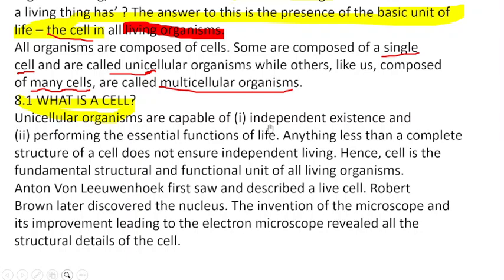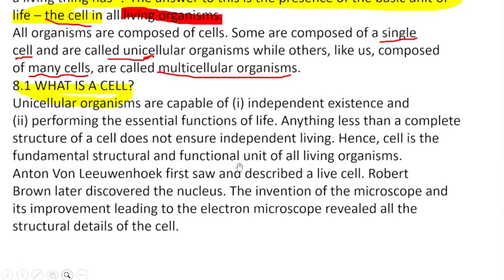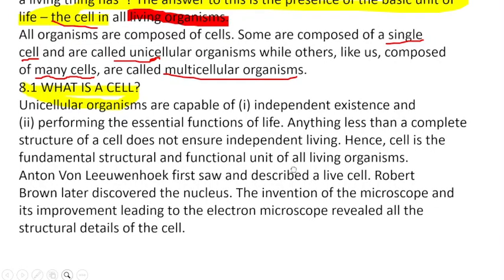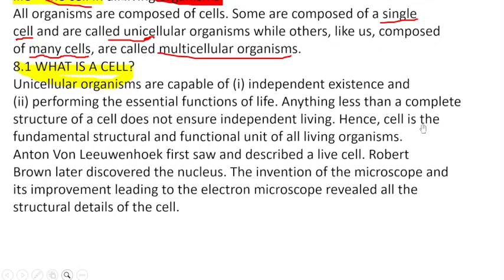Let's see what it says. So, unicellular organisms are capable of what? The independent existence, and they perform the essential functions of life independently. So, that means that the cell ensures that the organism lives independently. Hence, we call the cell the fundamental structural and functional unit of all living organisms.